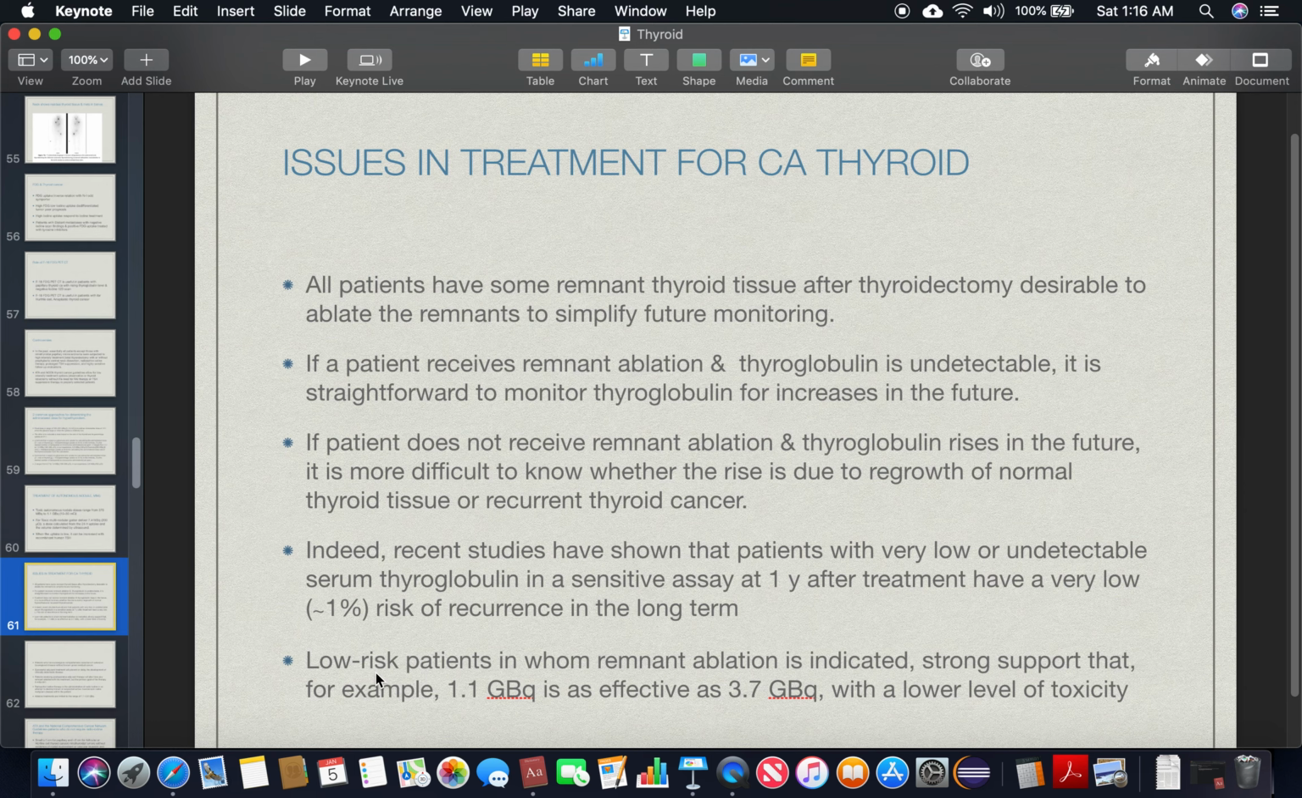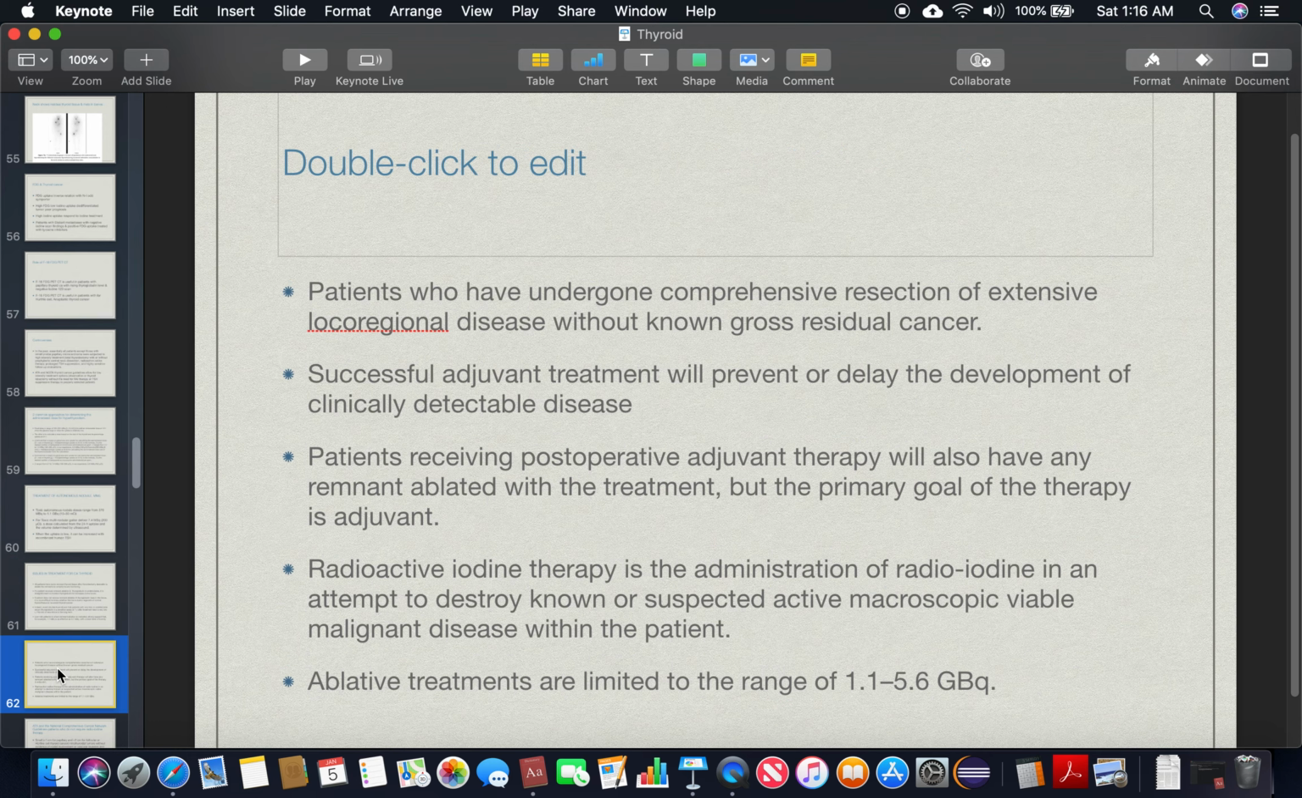So in low risk patients in whom remnant ablation is indicated, there is strong support that a much lower dose may be as effective as a higher dose, which is 1.1 gigabecquerel versus 3.7 gigabecquerel. So I'm quoting some of these selective points from some of the references I quoted in the beginning of this lecture.